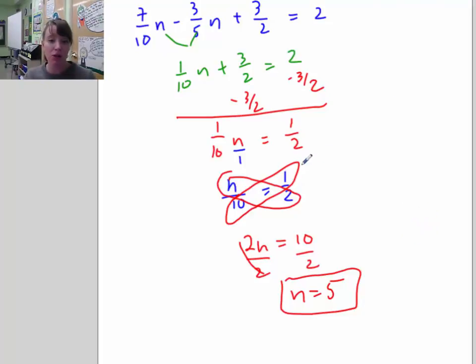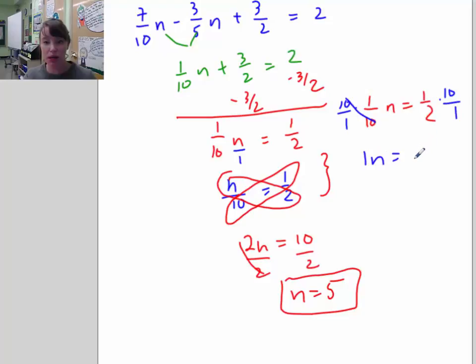Notice that at this step, another thing you could have done is, if you had 1/10 n is equal to 1/2 and you don't want to make proportions, the other thing you could do is just multiply by the reciprocal of this coefficient here. Okay, so that would be 10 over 1. That's because a number times its reciprocal is equal to 1. And so here, you'd have 1n is equal to 10 over 2. Well, 1n is just n, and 10 over 2 is 5. So that's another way of doing that. You can put them into proportions, or you can multiply by its reciprocal. Either way, you're going to get the same thing. Okay, so there's two methods of working with equations with fractions.